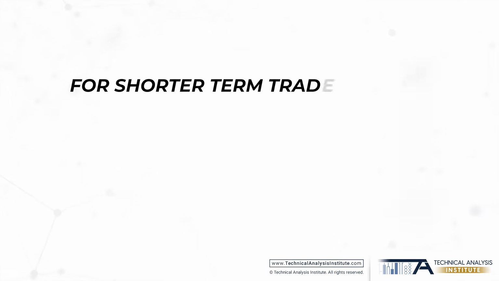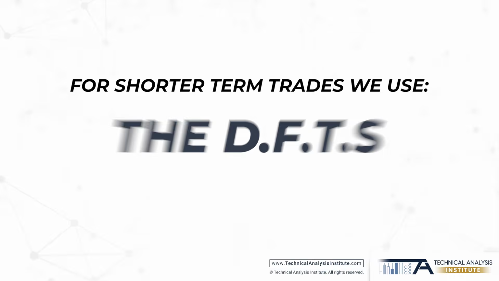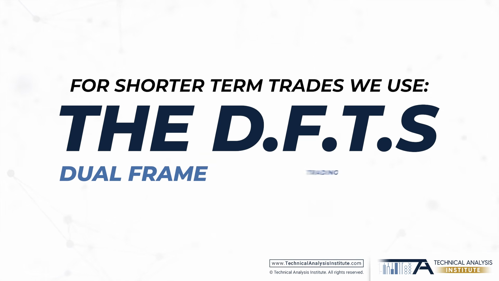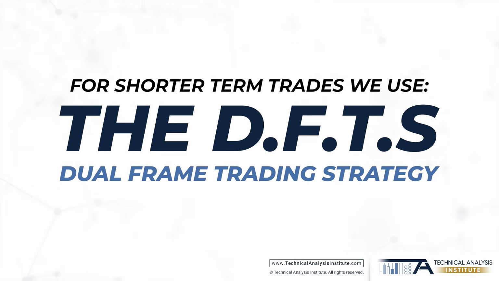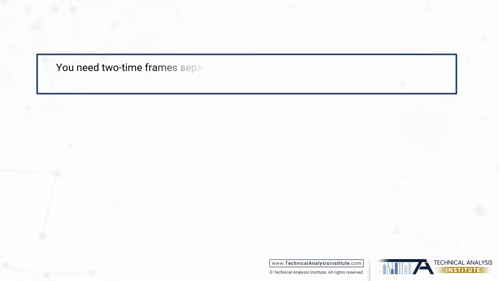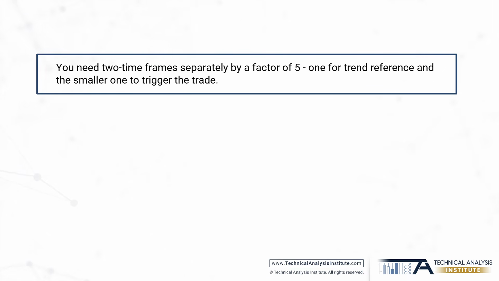For shorter term trades, however, we use a variation of that. We use a strategy that I call the DFTS. It stands for Dual Frame Trading Strategy. Basically, you need 2 time frames separated by a factor of 5 or 6. One for trend reference and the smaller one to trigger the trade.